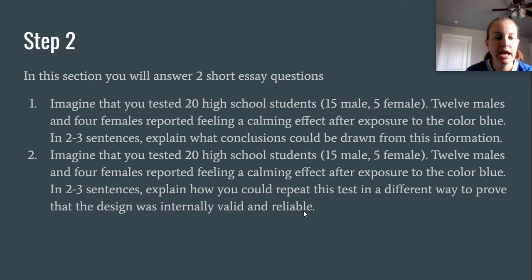The second question, imagine that you tested 20 high school students, 15 male, 5 female. 12 males and 4 females reported feeling a calming effect after exposure to the color blue. In 2 to 3 sentences, explain how you could repeat this test in a different way to prove that the design was internally valid and reliable. So explain how you could do the test a different way to show that the information is correct. It's reliable, it's valid, and those are 2 terms you're going to learn about this unit, and that will make sense, I promise. But it's really a pretty simple project, pretty straightforward.